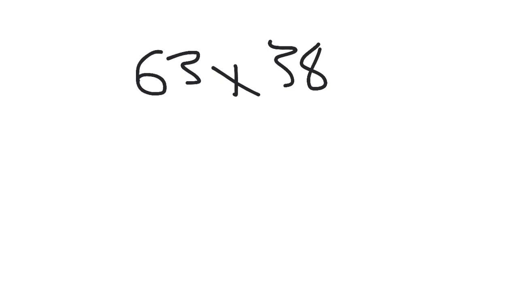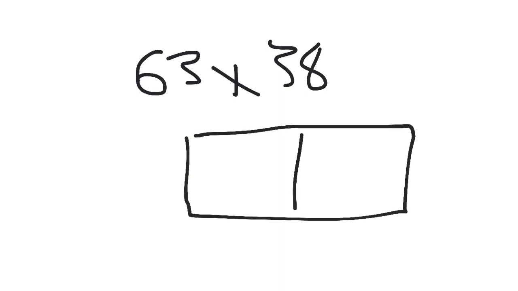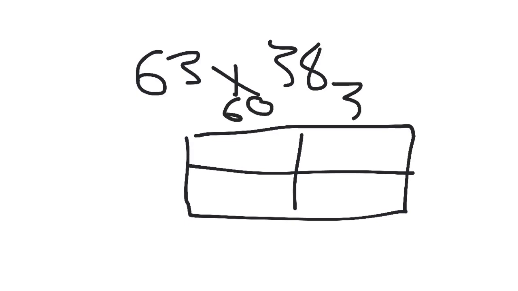Okay, right, the next way we're going to look at things is we're going to try and use partitioning again, but this time use the grid method. So the first thing I'm going to do, I'm going to write out 63 times 38. Now I'm going to write up a grid here with 4 boxes. I'm going to partition 63 into 60 and 3, 38 into 30 and 8. Now let's see how we get on.